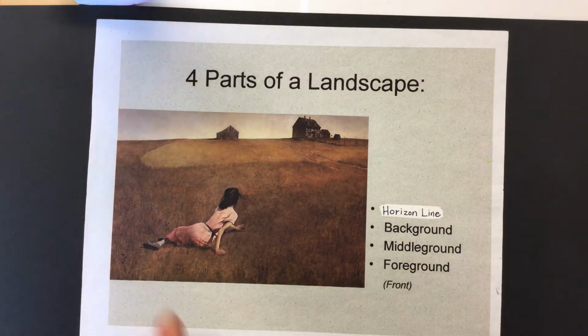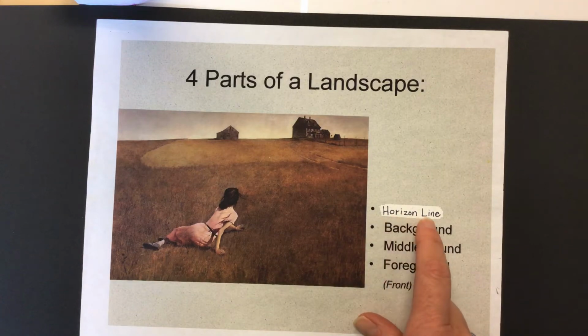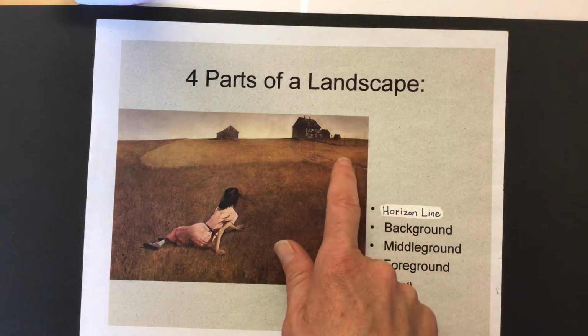First off, a landscape is very simply a picture of land. It can be made in many ways: drawing, painting, and really most commonly photography. So in a landscape, there are typically 4 parts. The first part that we started talking about was the horizon line. The horizon line separates the sky from the land.